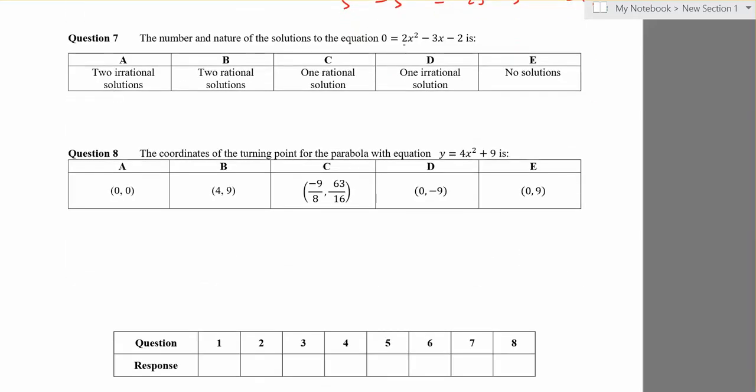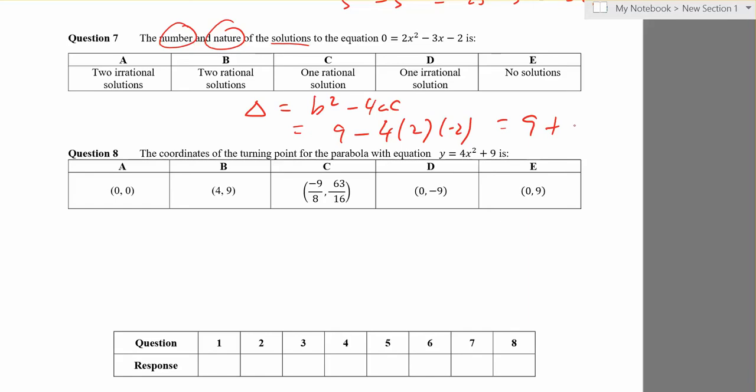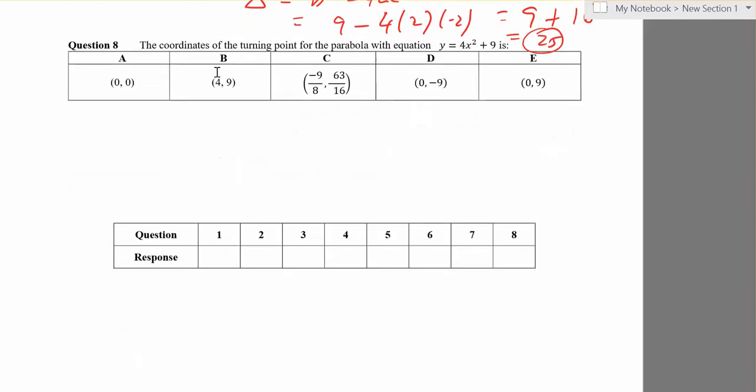Question 7, the number and nature of the solutions. Okay, so it's asking for the discriminant. So b squared minus 4ac, negative 3 squared is 9, minus 4 times 2 times negative 2. So it's 9 plus 4 times 4, so 16. 25, that's a square number, so you'll get 2 solutions, but they'll both be rational.